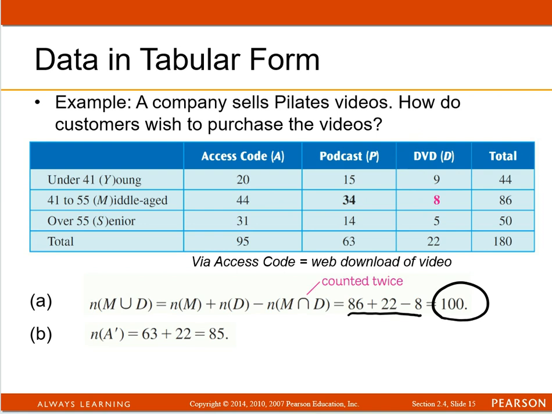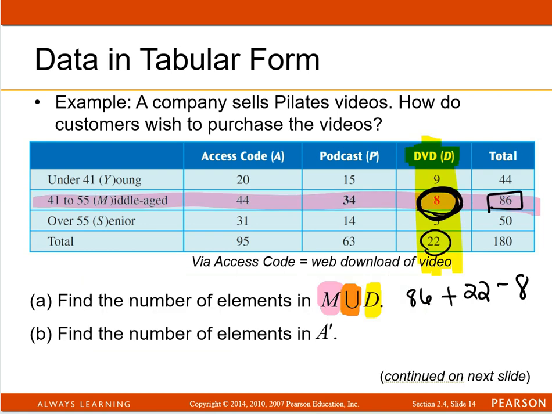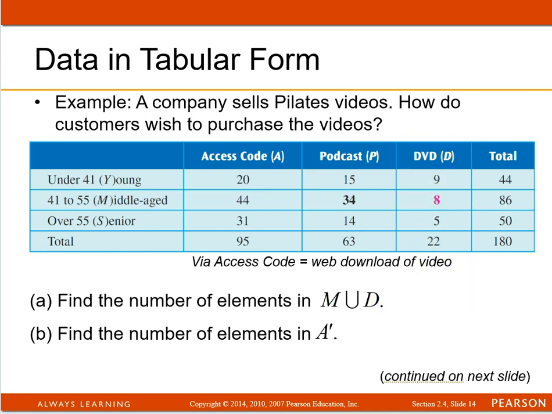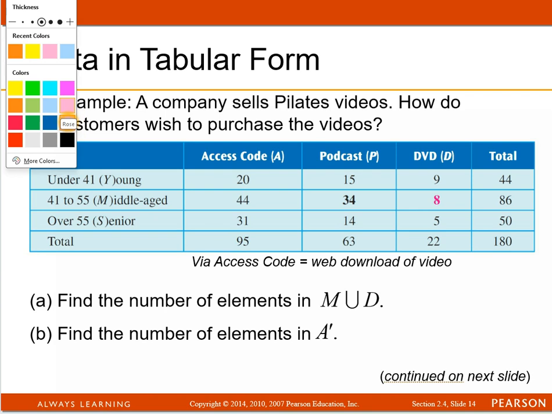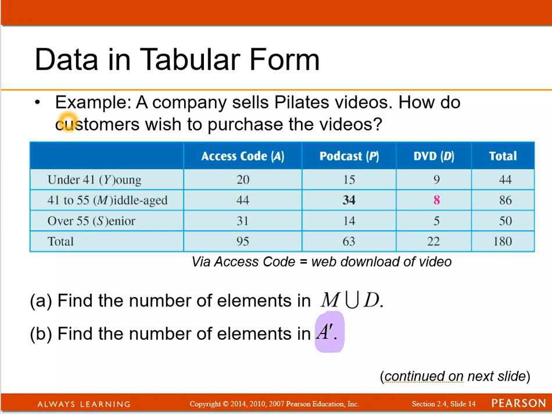Now, B says, find the number of elements in the complement of A. Let me erase this. Just get it out of my sight. Okay. A is, if you're looking for the complement of A, that is everything that is not A.